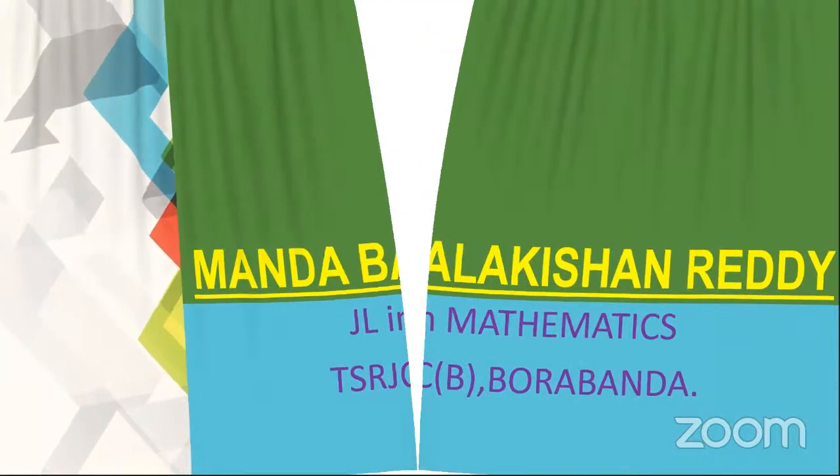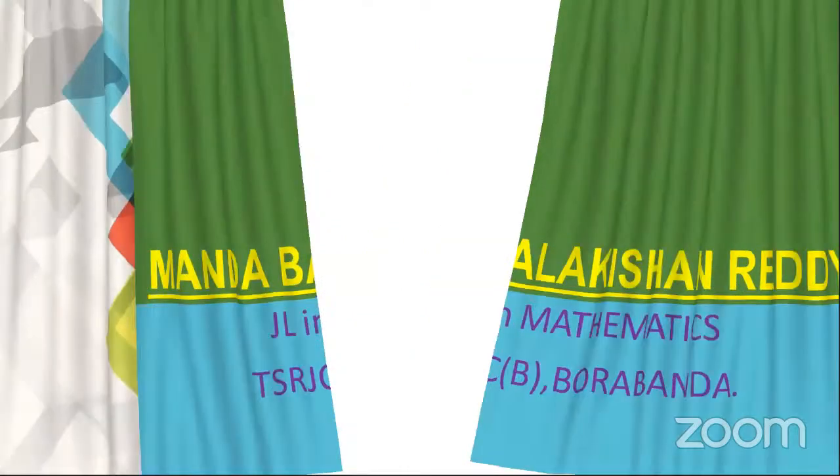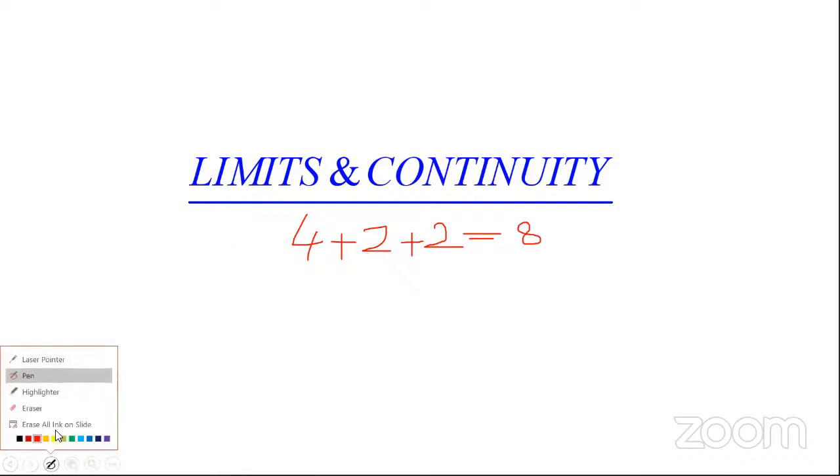So we have to discuss today the limits chapter from the calculus part. Actually, in this year continuity was deleted, but we have to discuss all those things. Limits and continuity have one 4 marks question plus two 2 marks questions, so totally 8 marks. This is the chapter weightage for limits and continuity.